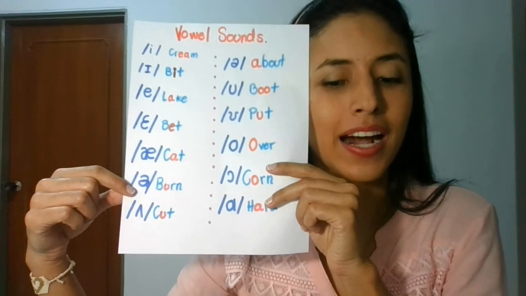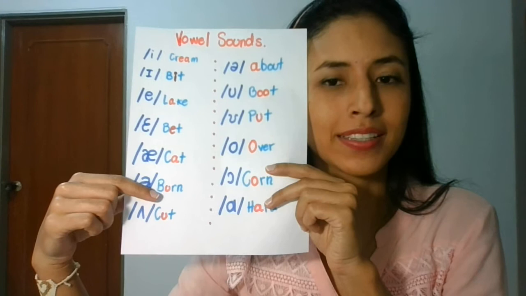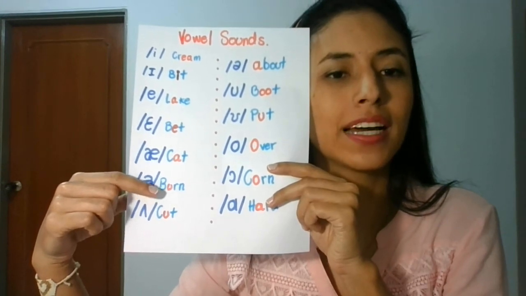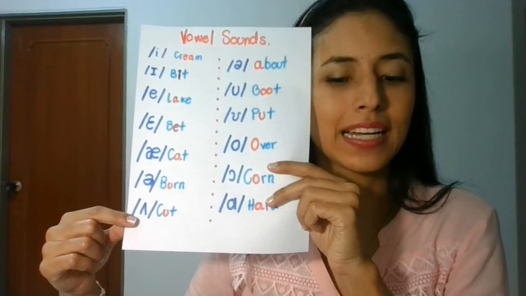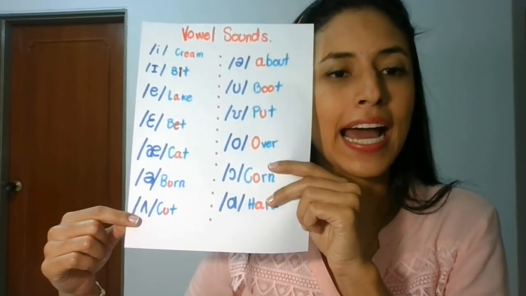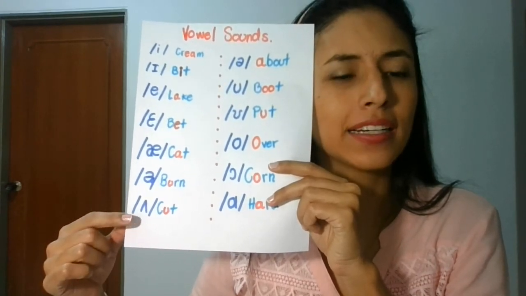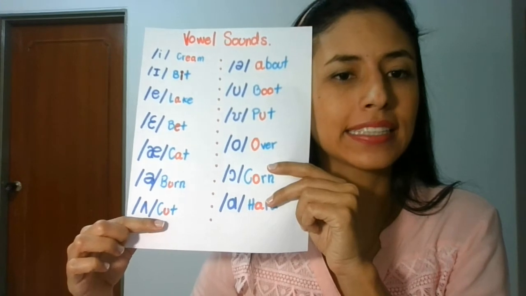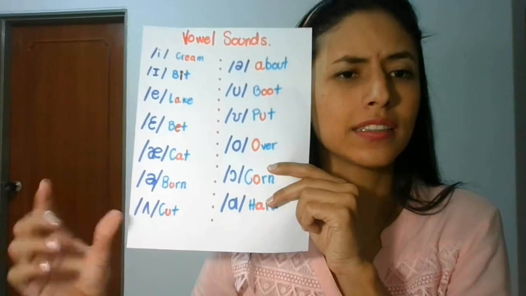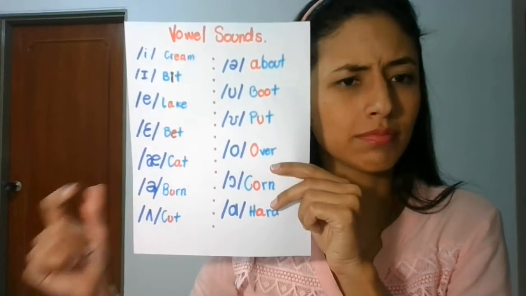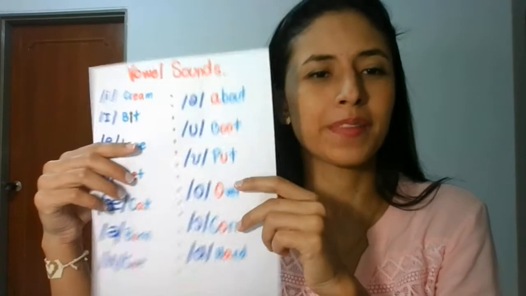Next, R. Example, vern. Next, ah, it's stronger. Cat. It's strong and short. Cat.